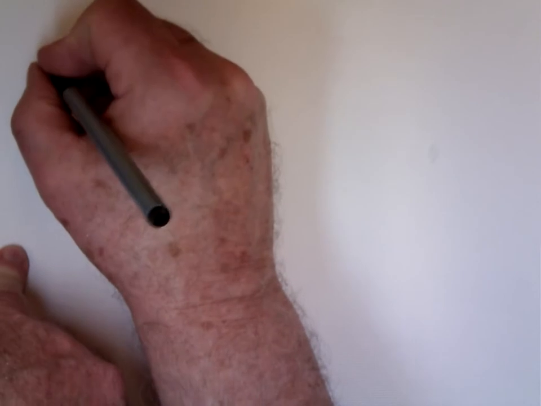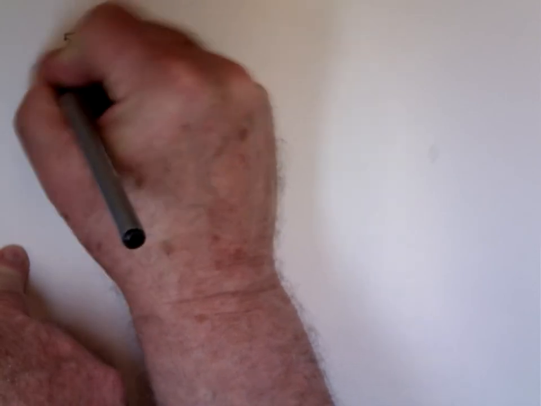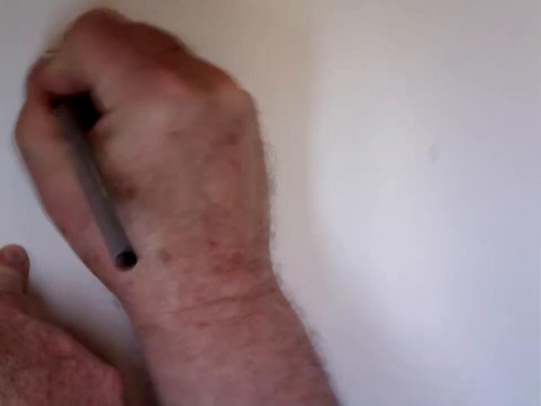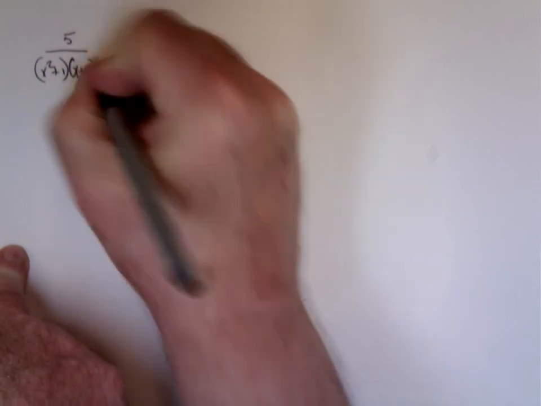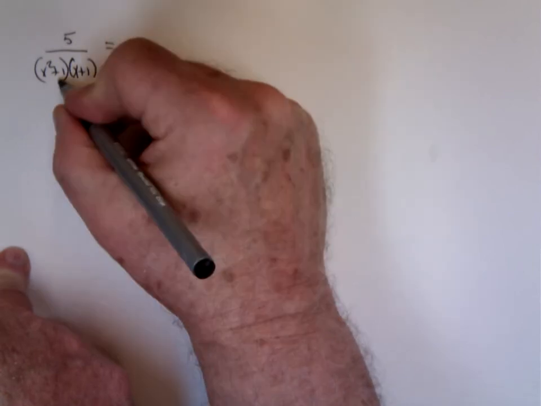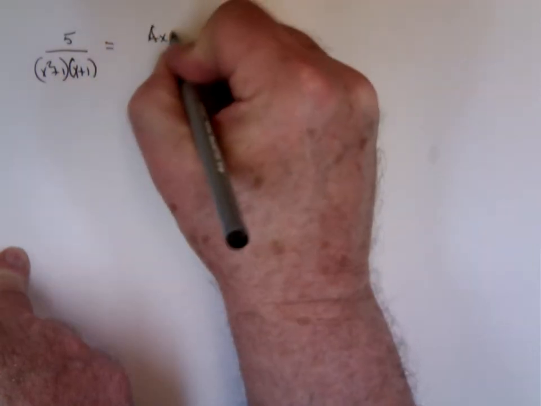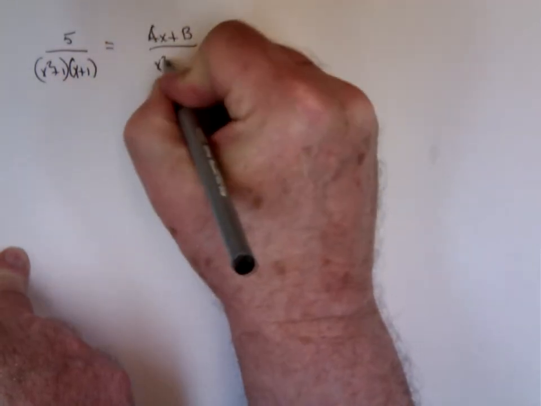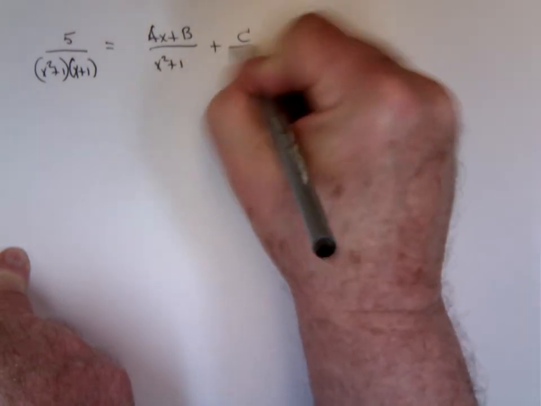Number 12, we have 5 over (x squared plus 1)(x plus 1). The x squared plus 1 is an irreducible quadratic, it cannot be factored. An irreducible quadratic gets a linear factor for its numerator, and the linear term x plus 1 gets a constant. Okay?